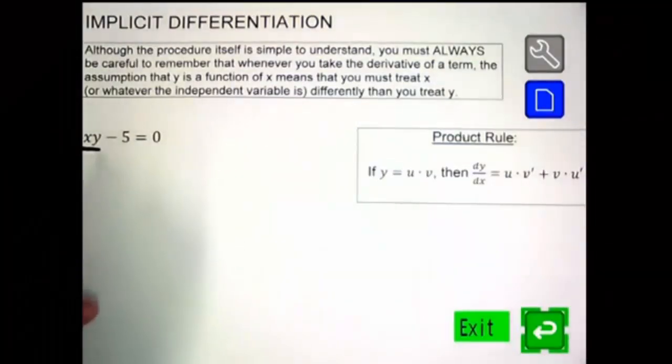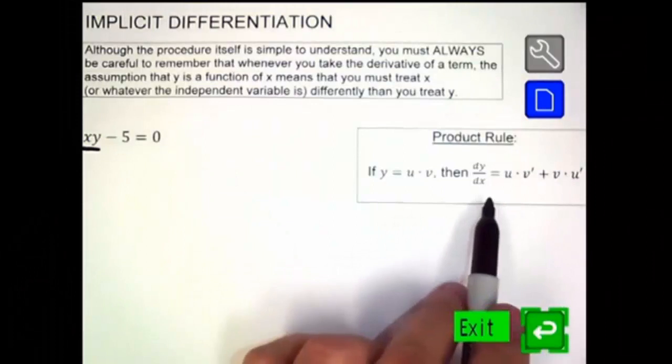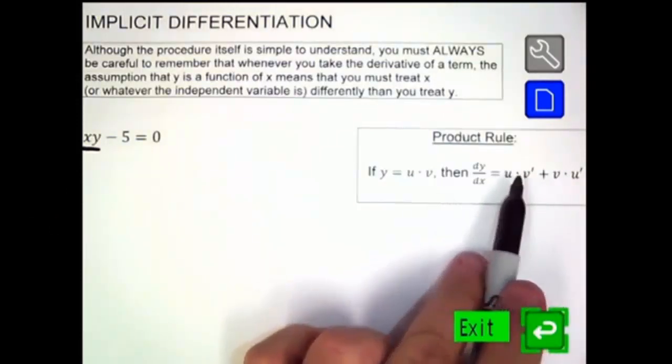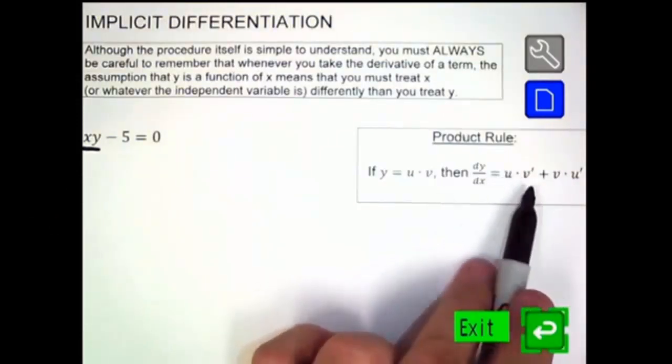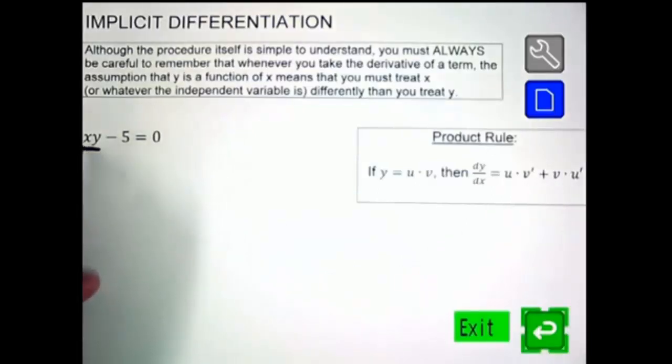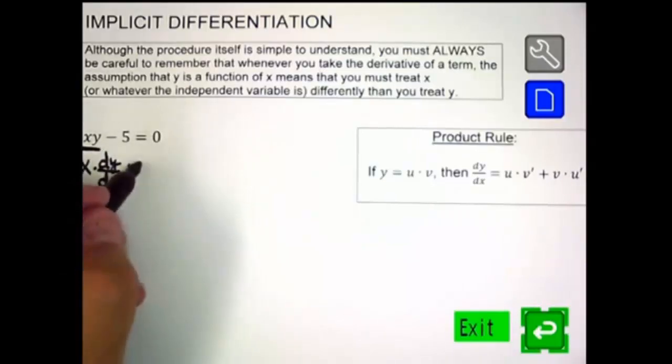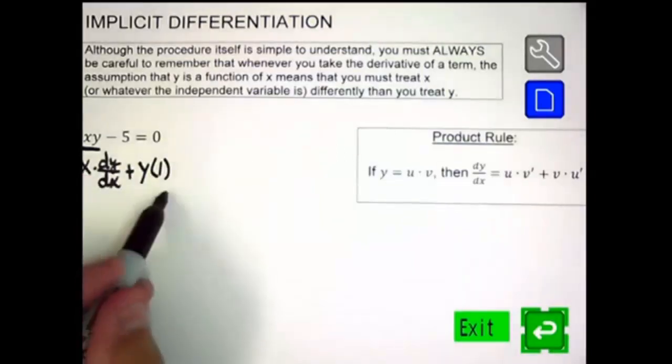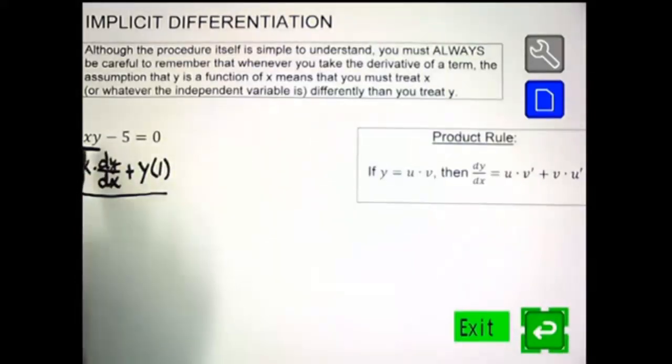Now the product rule, I wrote it down here just to remind you. You take the first factor times the derivative of the second factor plus the second factor times the derivative of the first. So the first factor here is x. So you get x times the derivative of the second factor. Well, the derivative of y is dy over dx because it's a function of x, plus, then you reverse it, you take the second factor, the y, and multiply by the derivative of x, which is 1. So that's the product rule for the first term.